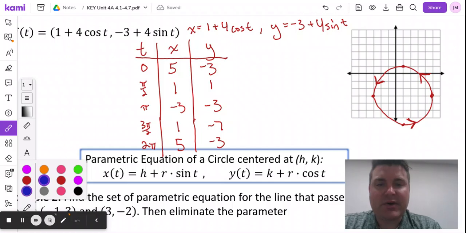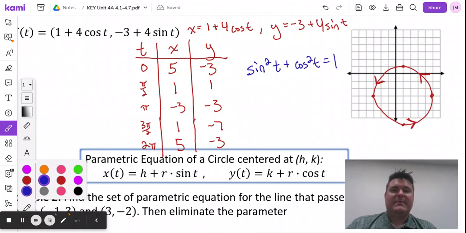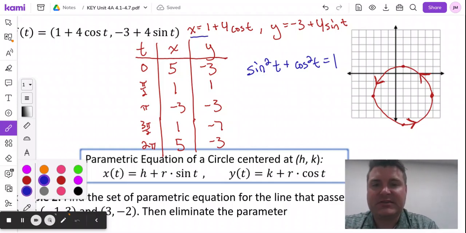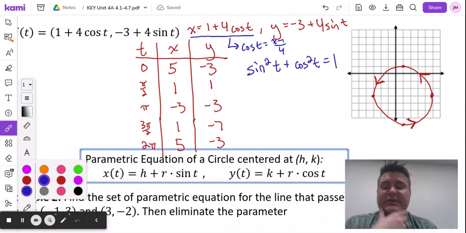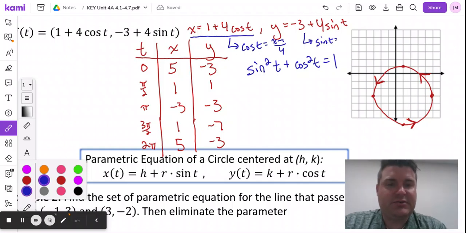Instead, let's go ahead and use this equation that we are familiar with, sine squared t plus cosine squared t, which equals 1. And what I'm going to do here is solve for sine and cosine in each one individually and then plug them in. So for the x's right here, cosine of t is equal to (x minus 1) over 4, because all you have to do is subtract the 1 on both sides, divide by 4. And then the sine of t is equal to (y plus 3) over 4.